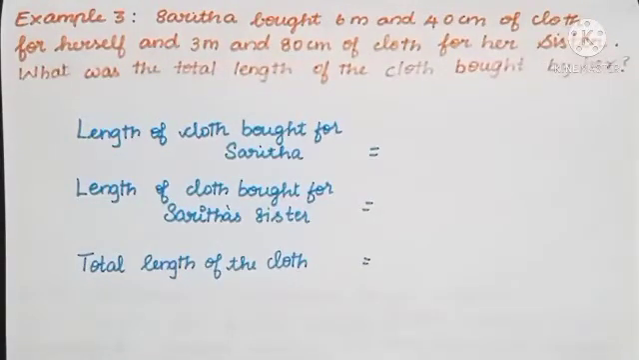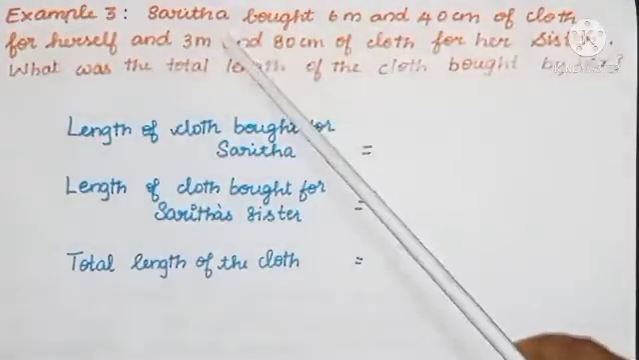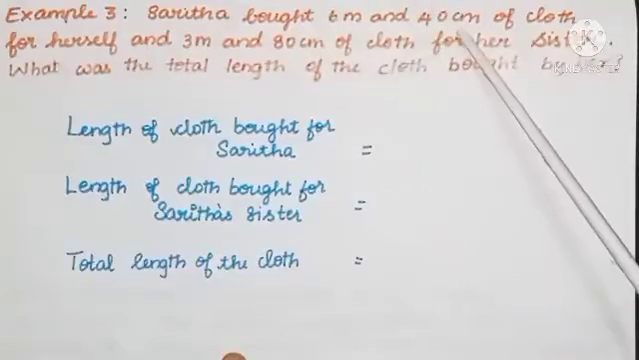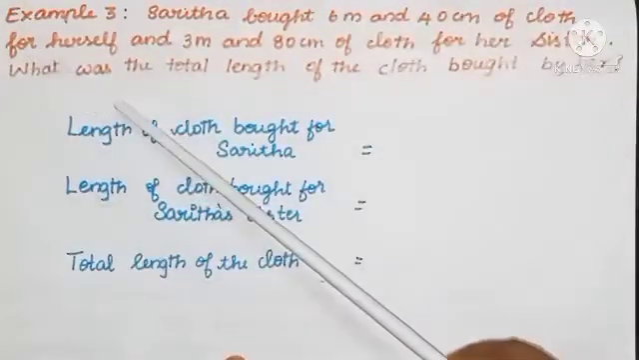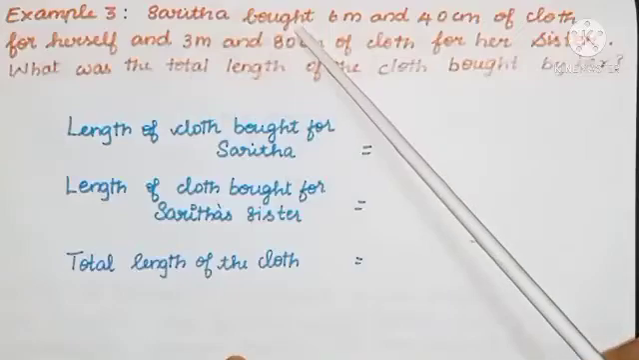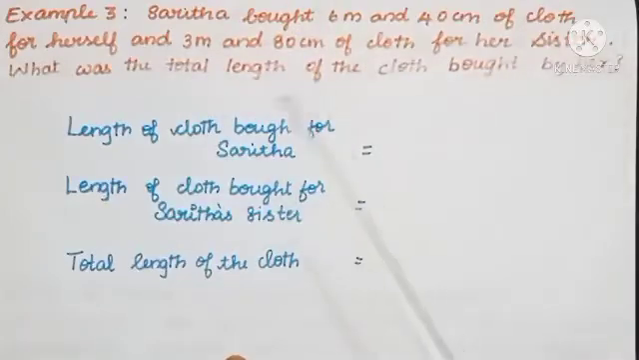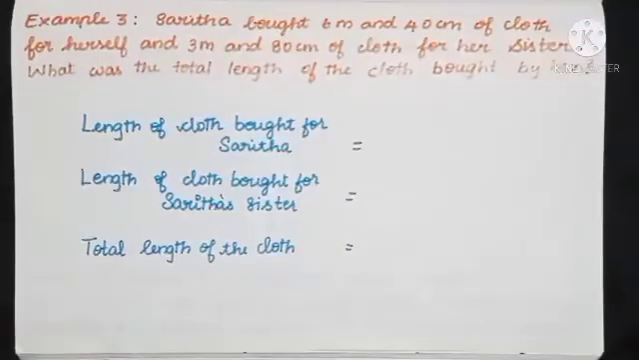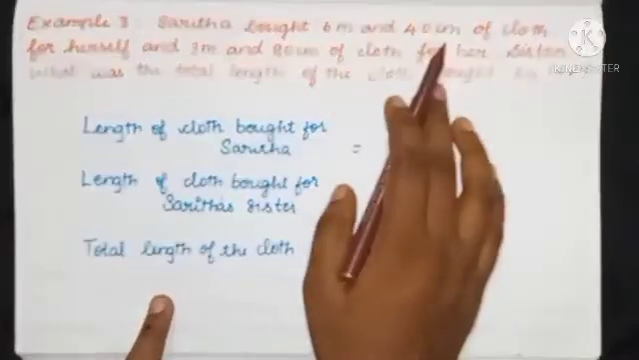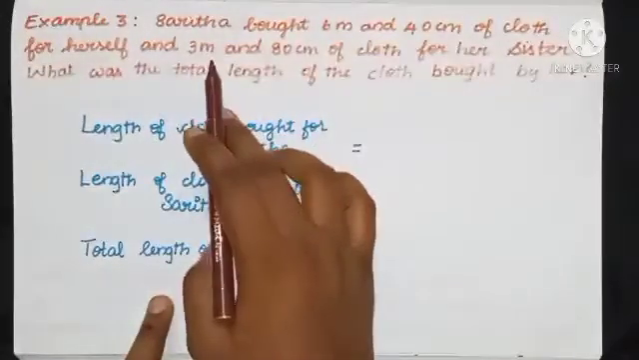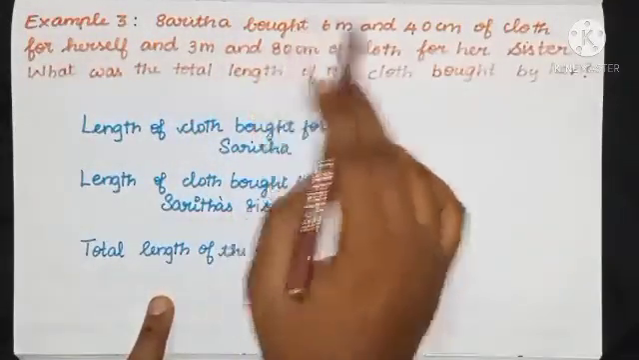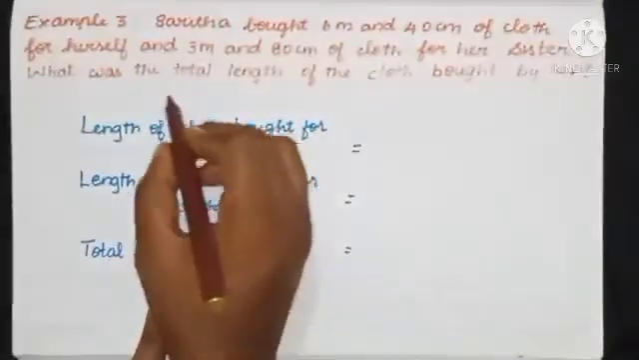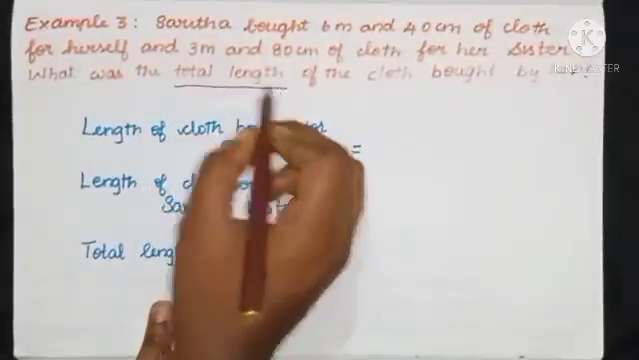Let's see with an example. Here the given example is: Sarita bought 6 meter and 40 centimeter of cloth for herself and 3 meter and 80 centimeter of cloth for her sister. What was the total length of the cloth bought by her? We have to find the total length of the cloth bought by her.